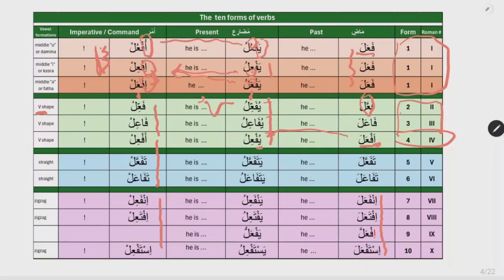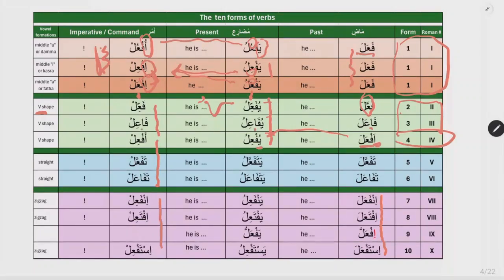it comes up there. As far as the third form goes, it's got an alif infix here. Can you see the alif is in between the fa and the ayn? So you get fa'ala. And here it remains yufa'ilu. So the alif is still there. And there is also the alif there to show you it's the third person.